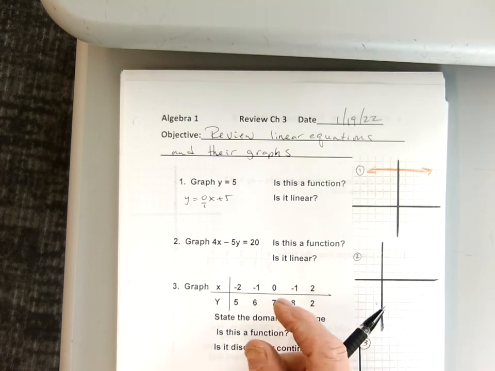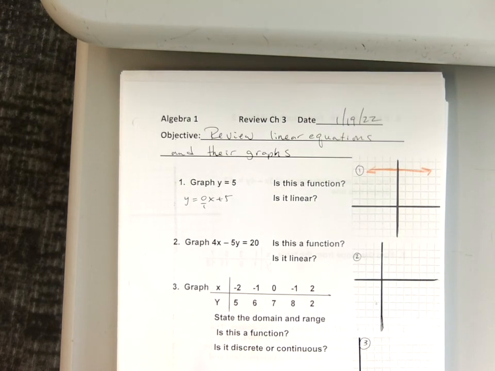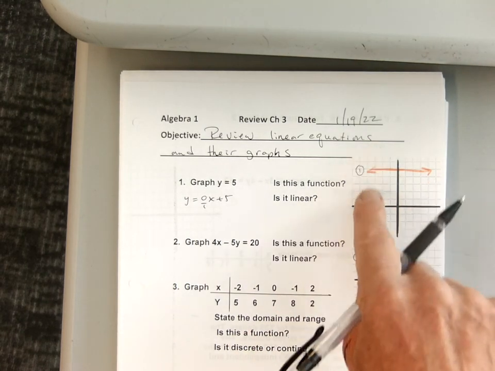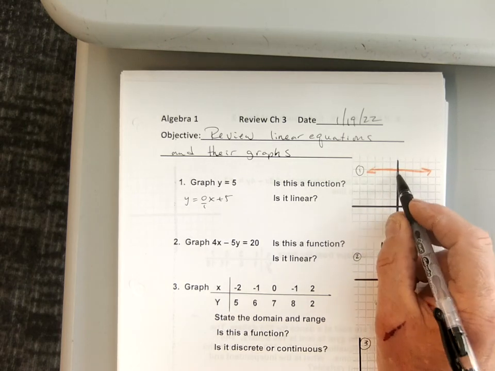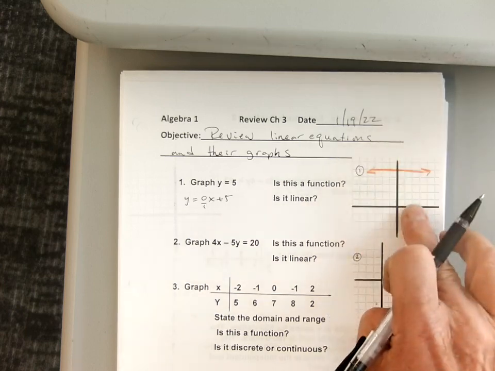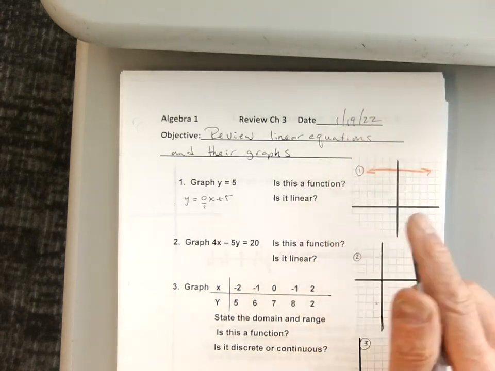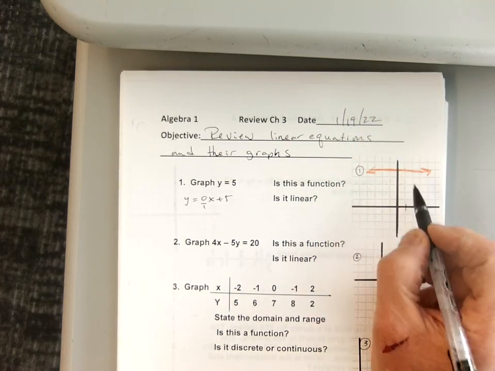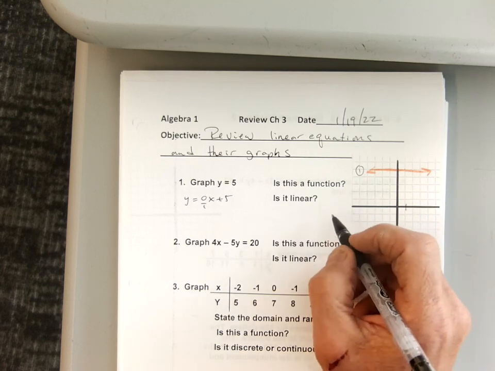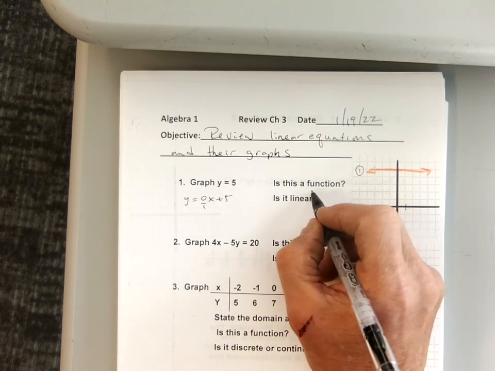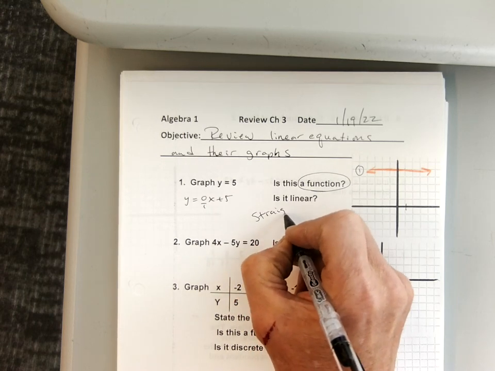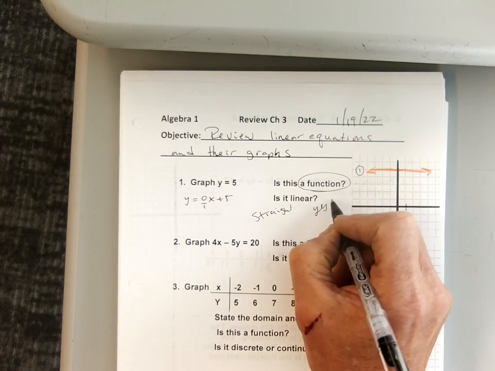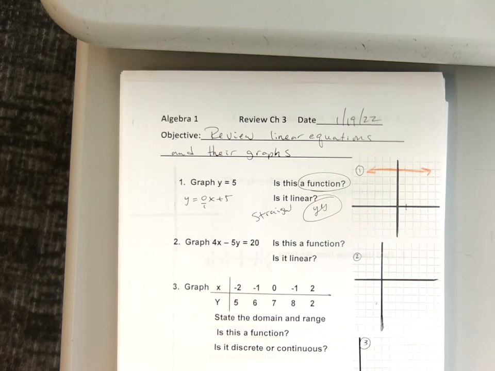Is it a function? Do you remember what defines it as a function? One way is, does every x value have exactly one y? Or remember the vertical line test? This point here has one y value, so yes, it is a function. Is it linear? Is it straight? Yes, it is straight.